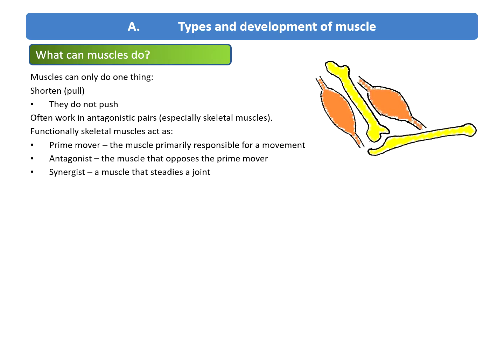A synergist is a muscle that steadies a joint. You might use both of these to steady the joint while you're holding an object motionless. A fixator is a muscle that immobilizes a joint. If you hold an object very tightly and steady, the muscles may be acting as fixators.